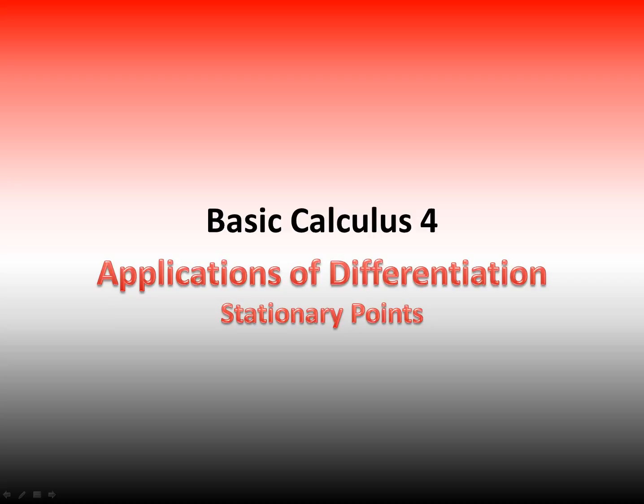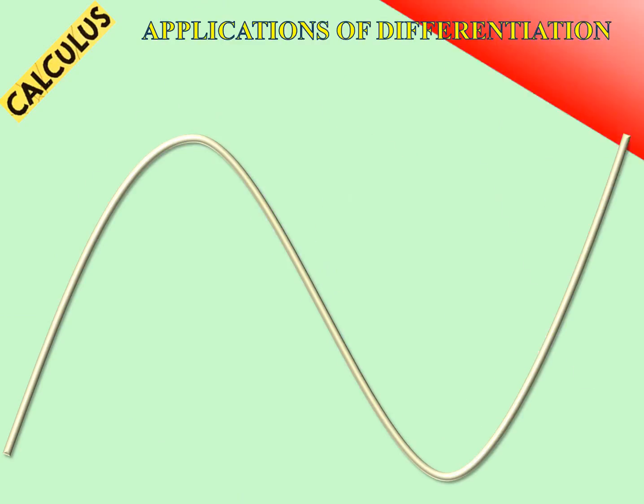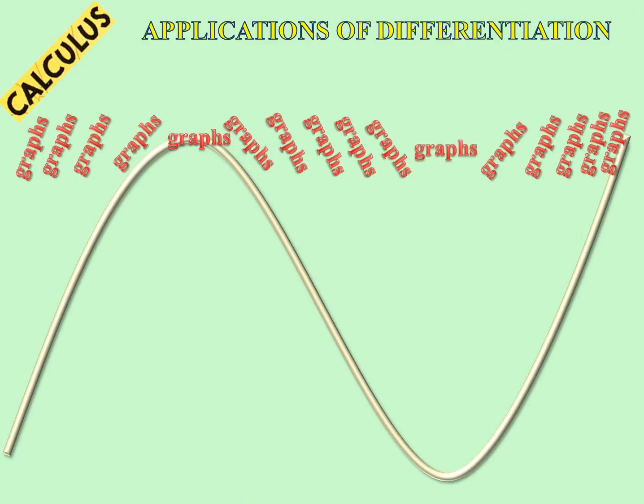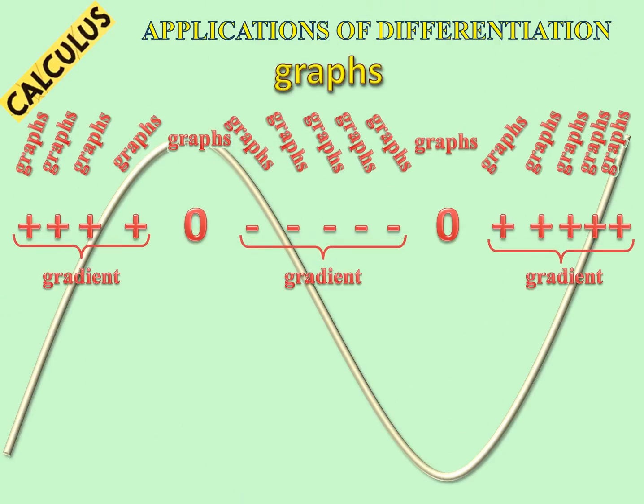Basic Calculus, Part 4, Stationary Points. We're now going to draw some graphs. A lot of it is to do with the gradients of graphs. Notice that positive gradient, naught, negative gradient, naught, positive gradient. And that, of course, is the derivative, the gradient, the rate of change.